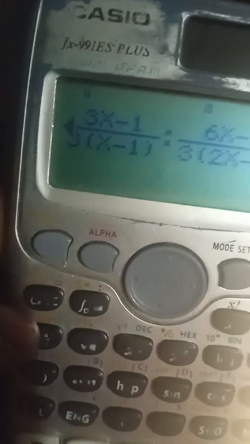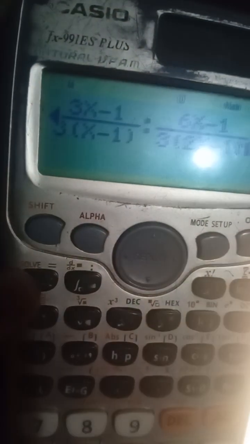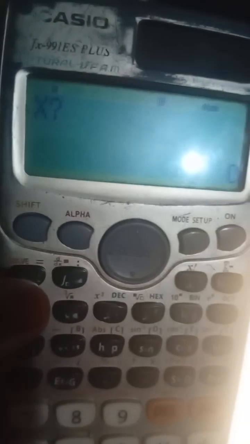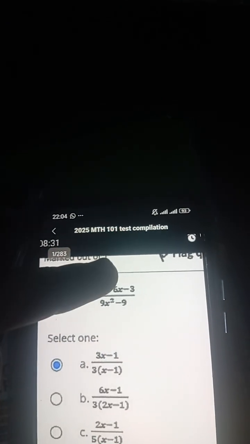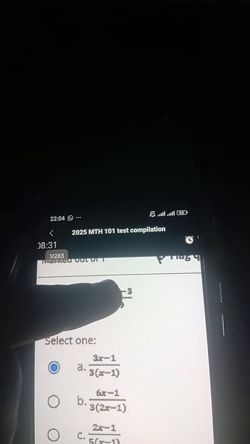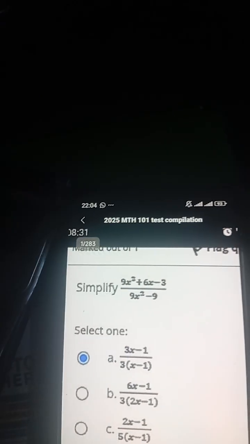What you now do next is press solve. You see this CALC button here, you press it. It will bring x question mark. It means what do you want to allow your x to be. If I use 1, it will give me undefined, so I'll use another value. Let me use 2. What we want is that when I use x as 2, the option that gives me the same value is the right answer, like I get 1 here, the option that gives me 1.